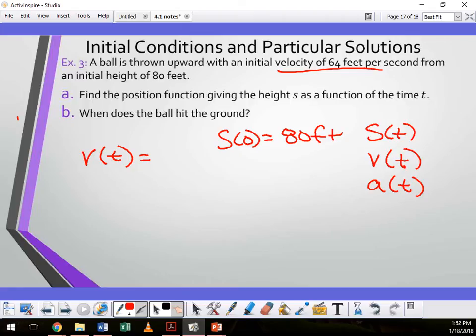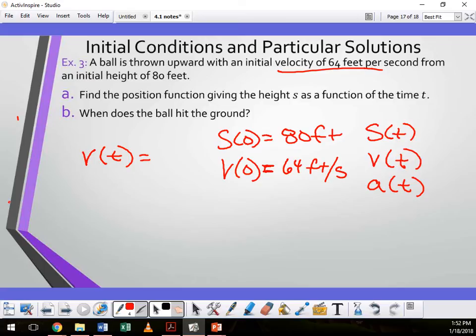And we also have my initial velocity. So initial velocity is going to be v of 0, which is going to be what? 64 feet per second, right? There's my initial velocity.